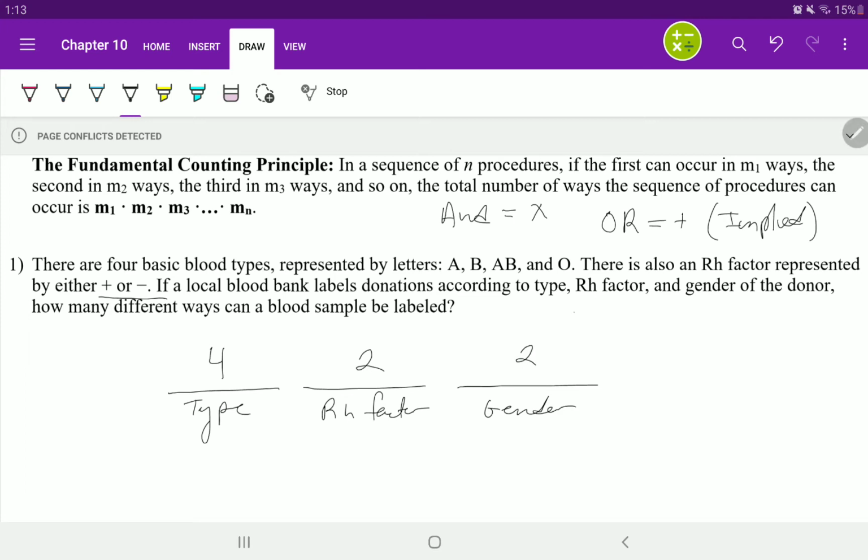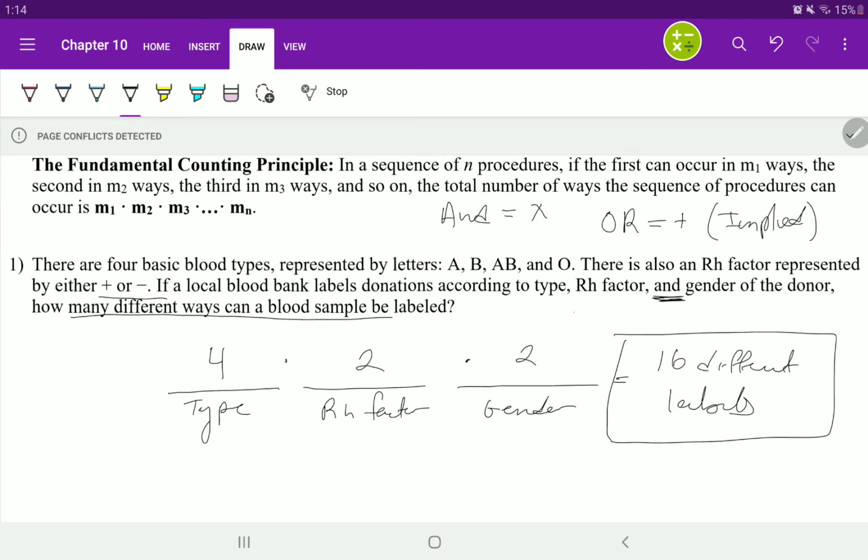So 2 genders. Now I'm going to multiply these, and there are 2 reasons why I'm multiplying here. It's because I want to find how many different ways a blood sample can be labeled, which is to find the total number of ways a procedure can be done. And also because when I read the question, the blood bank labels it according to type, RH factor, and gender. And means multiplication. So I'm going to multiply 4 times 2 times 2, which is 16 different labels. And that is my answer.